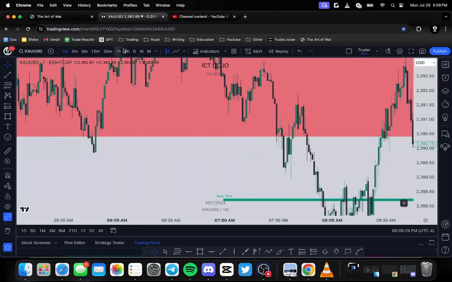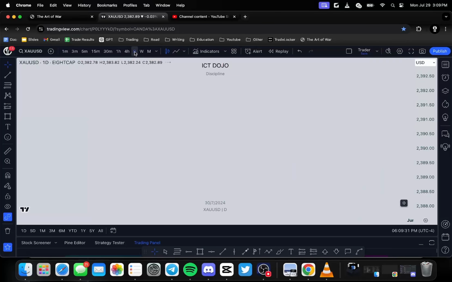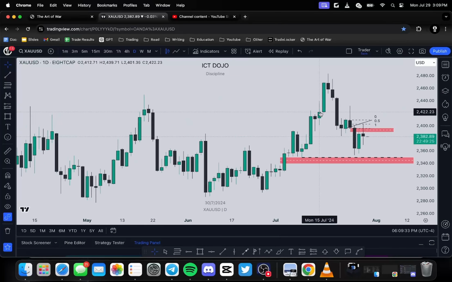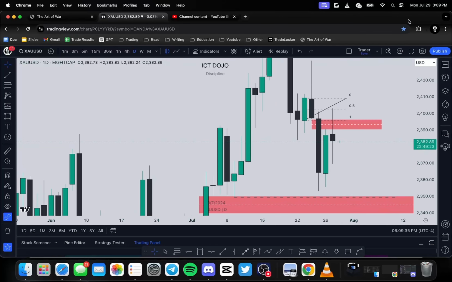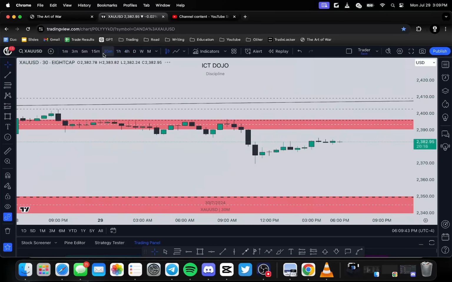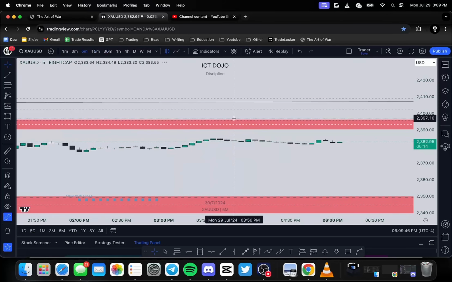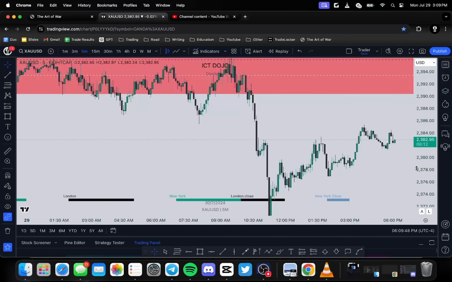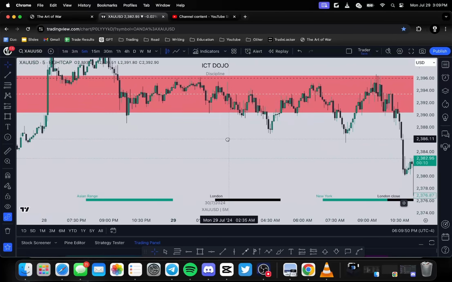So obviously, just on a daily perspective, we're inside of this bearish fair value gap. And we're trading around this bullish order block. That's why I didn't take too many trades on Monday. You don't want to blow your account at the start of the week. So now going on a lower time frame, you're looking for your entries.